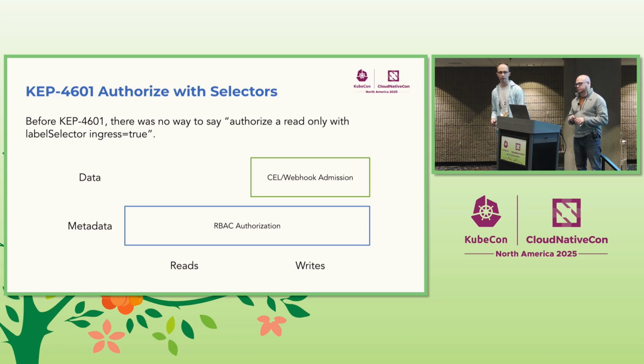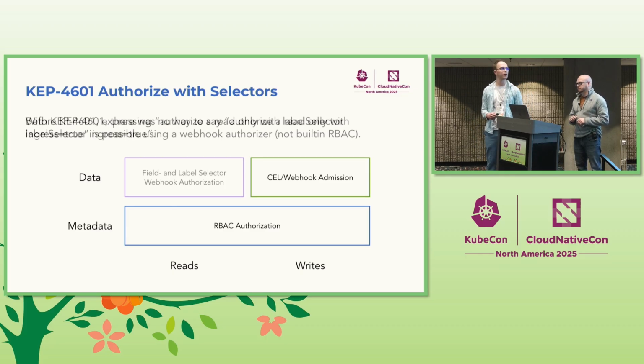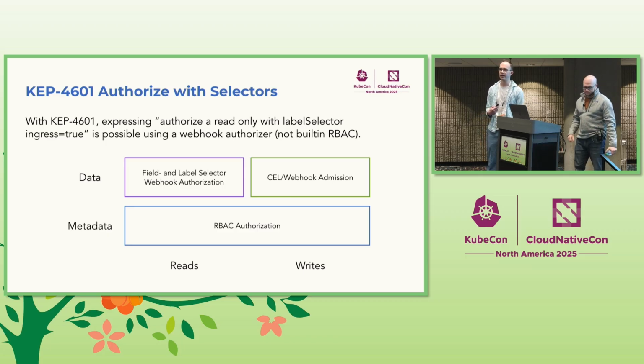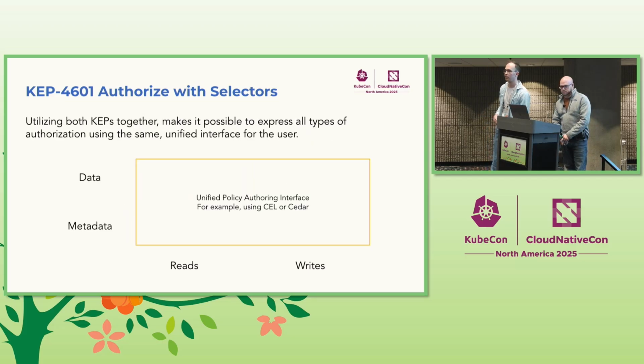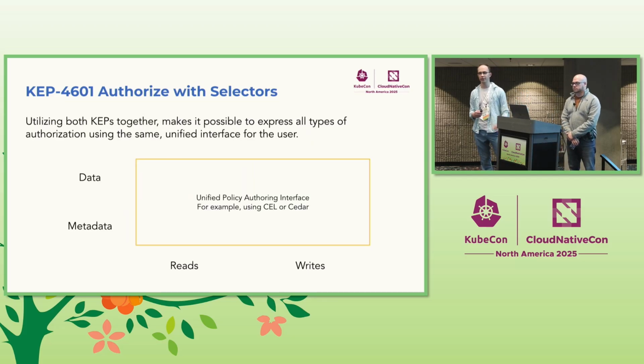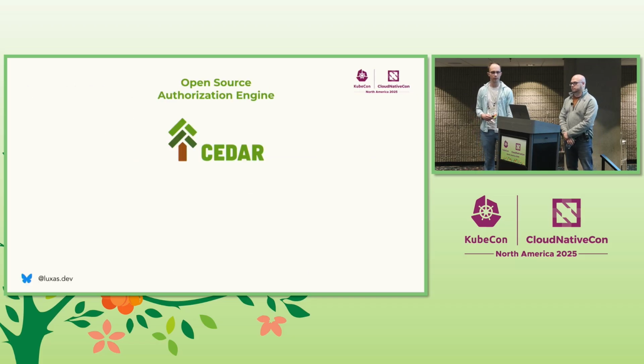With this one, across reads and writes, we just said that CEL and webhook admission are only available for writes. But with the new feature of Kubernetes, a couple of releases back, we actually can do field and label selectors on reads as well. Now, in order to unify these with the partial evaluation, we can have one interface to show all of them.